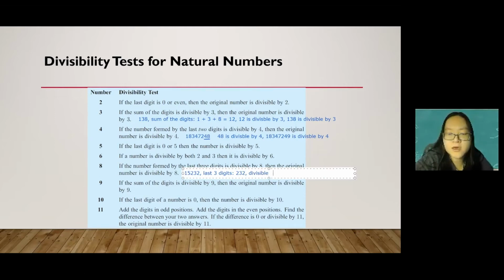If you're not sure, just divide it by 2 three times. If it's divisible by 2 three times, then it's divisible by 8. So 232 divided by 2 is 116, then divided by 2 again is 58, divided by 2 again is 29. So I still get a whole number, it's divisible by 8. So then the whole thing is divisible by 8.